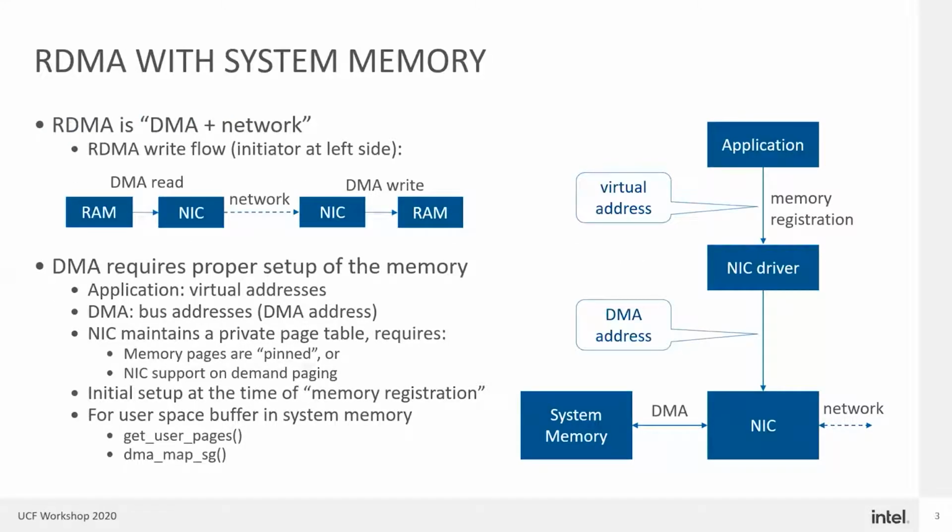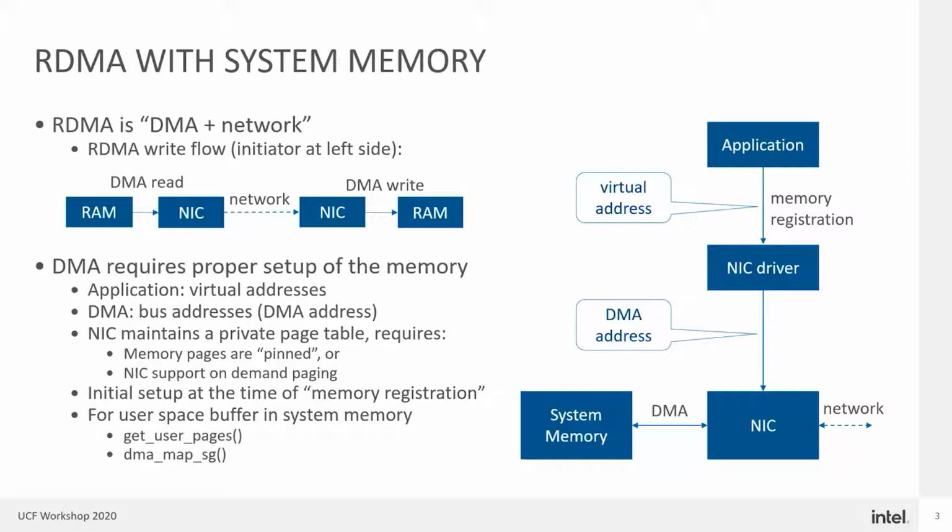To put it simply, RDMA can be said to be DMA plus network. The NIC is in the central role of RDMA. The NIC is in charge of doing DMA operations from the RAM or to the RAM, and receiving packets to and from the network. As an example, for the RDMA write operation, on the initiator side, the NIC will do a DMA read from the memory and send the packet to the network. On the responder side, the NIC will receive the packet from the network and do a DMA write to the memory.